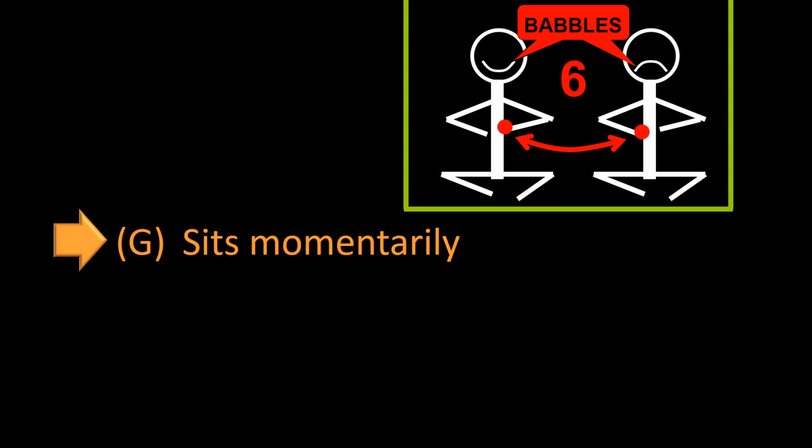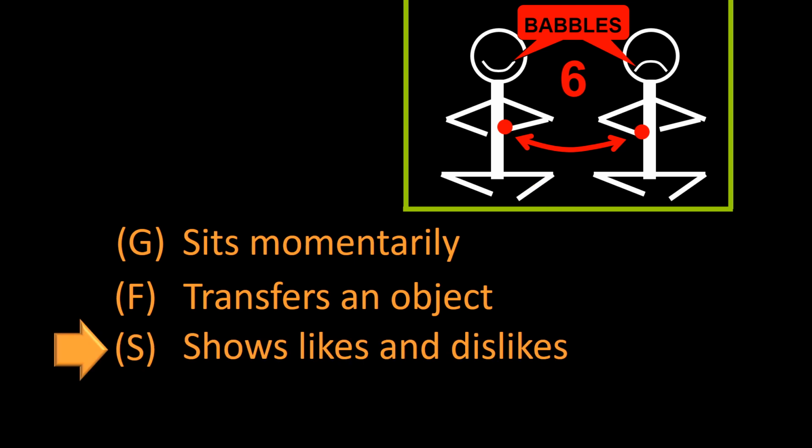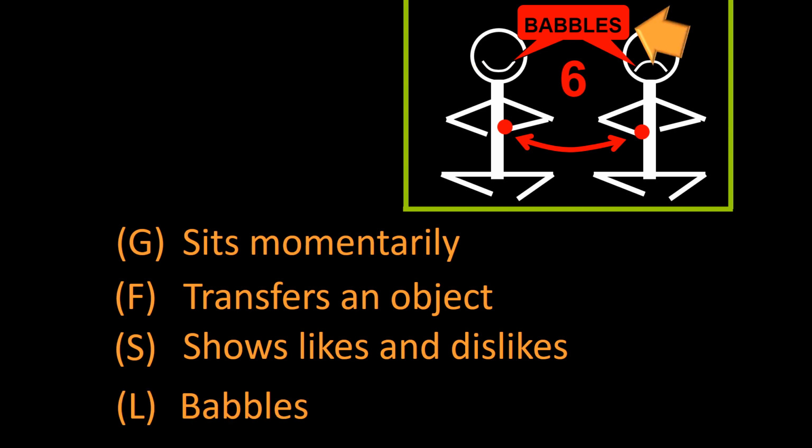At 6 months of age, the developmentally appropriate infant should, in the gross motor area, sit momentarily with no support. In the fine motor area, transfer objects from one hand to the other. In the social area, show likes and dislikes by facial expression, not by crying. And in the language area, babbles.